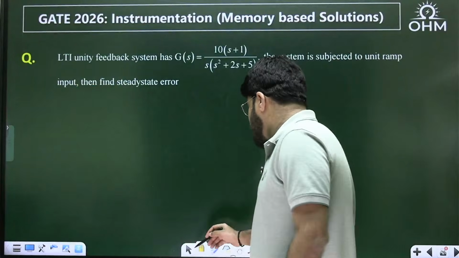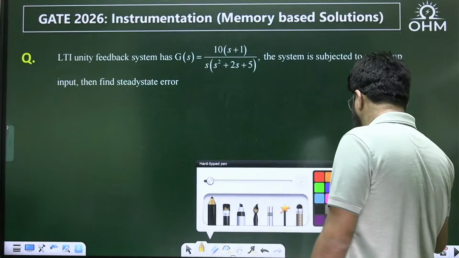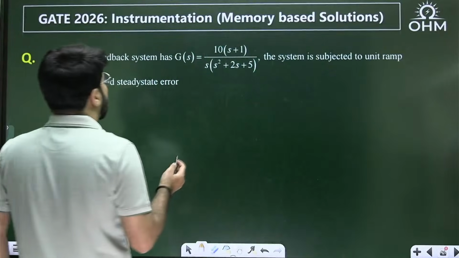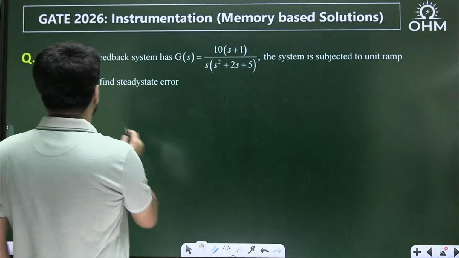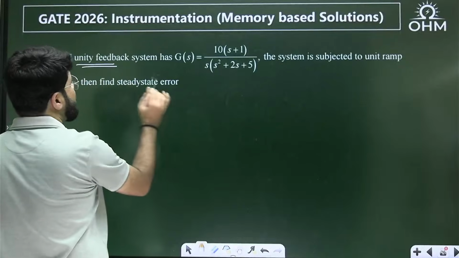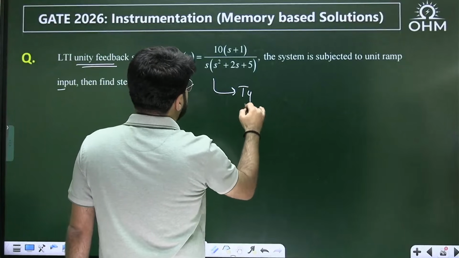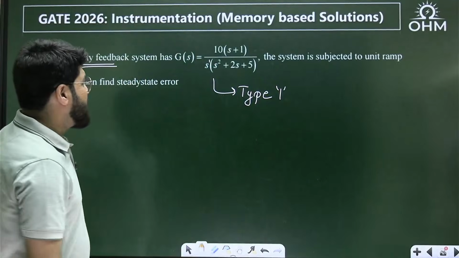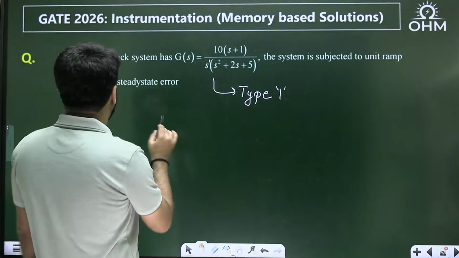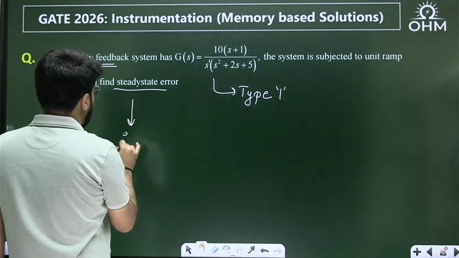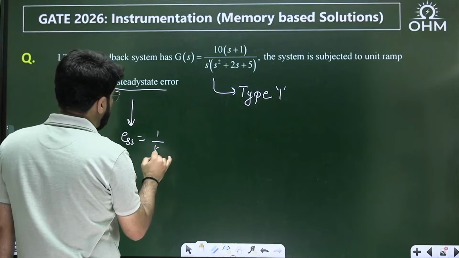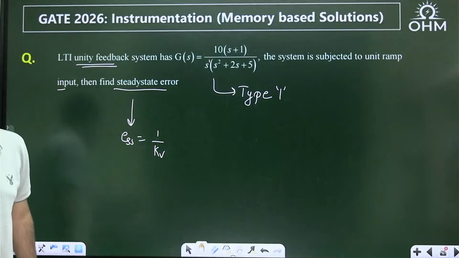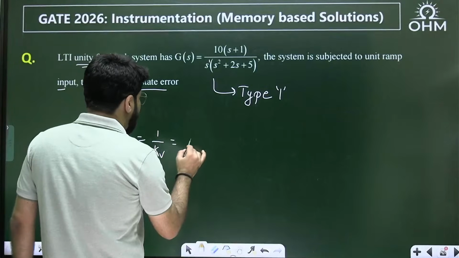Okay, yeah guys, in control systems again, I've got 3 questions, easier side only. An LTI unity feedback system has G(s) given to you, and the system is subjected to a unit ramp input. Unity feedback it is, so I can define the type. It is s power 1, so what type is it? Type 1. That is why they are asking the error due to unit ramp input. Steady state error due to unit ramp input will be given by 1 upon Kv. Because for step it will be 0, for parabolic it will be infinity. What is the value of Kv now?